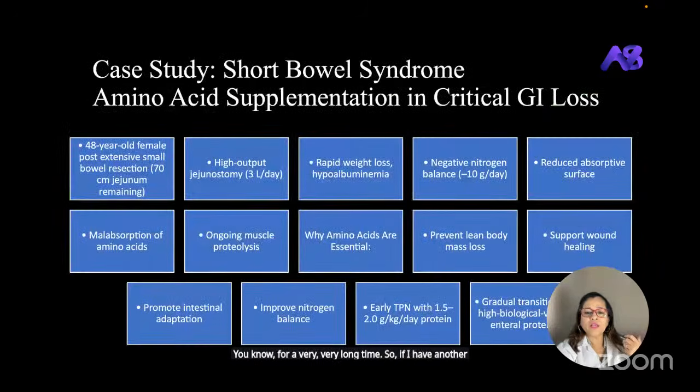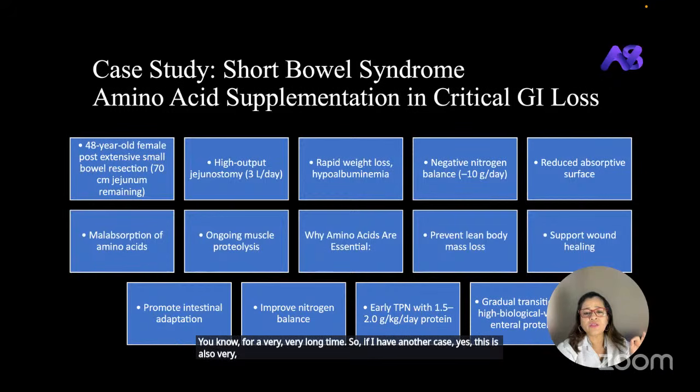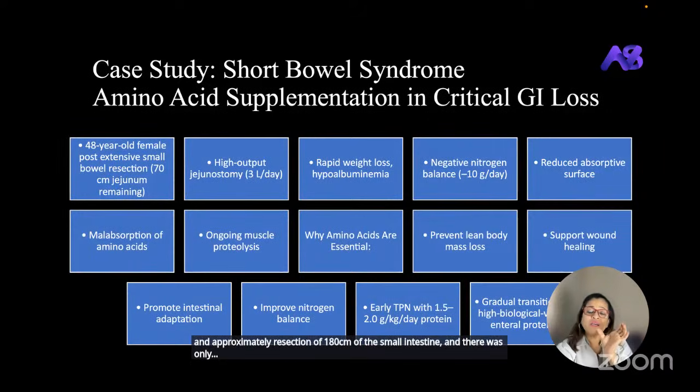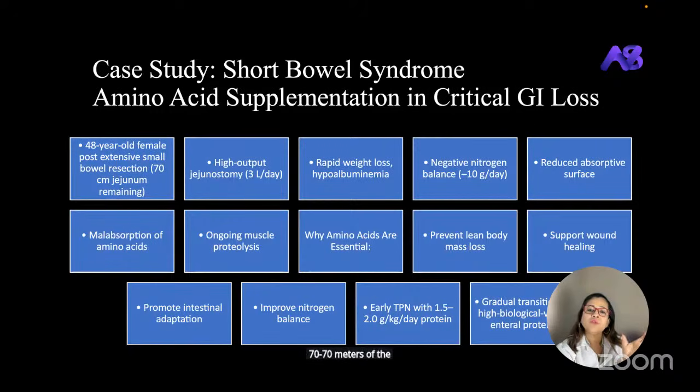If I have another case, yes, this is also a very significant case of short bowel syndrome, where there is extensive removal of the small intestine in a 48-year-old patient, approximately resection of 180 centimeters of the small intestine, and there was only 70 centimeters of the proximal jejunum and no ileocecal valve.